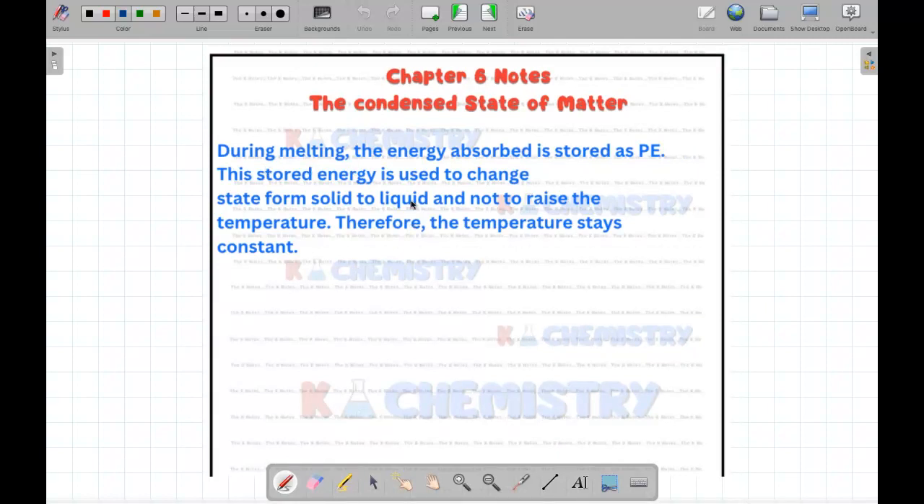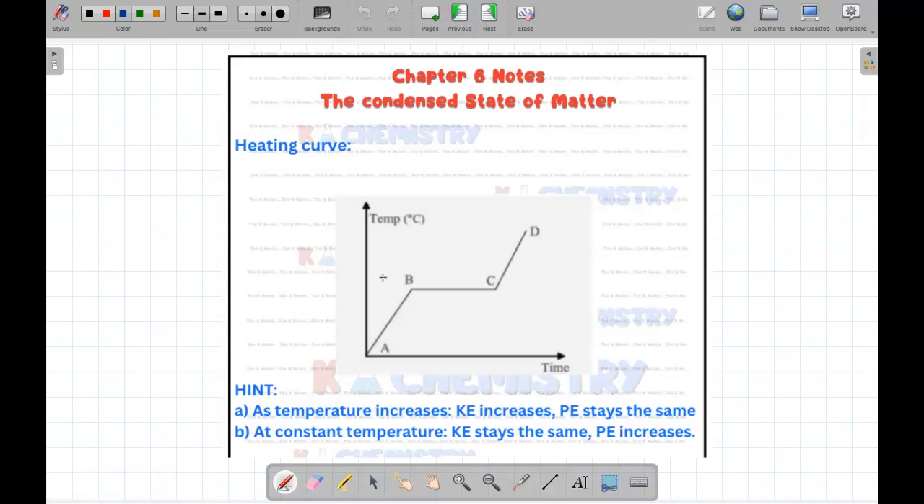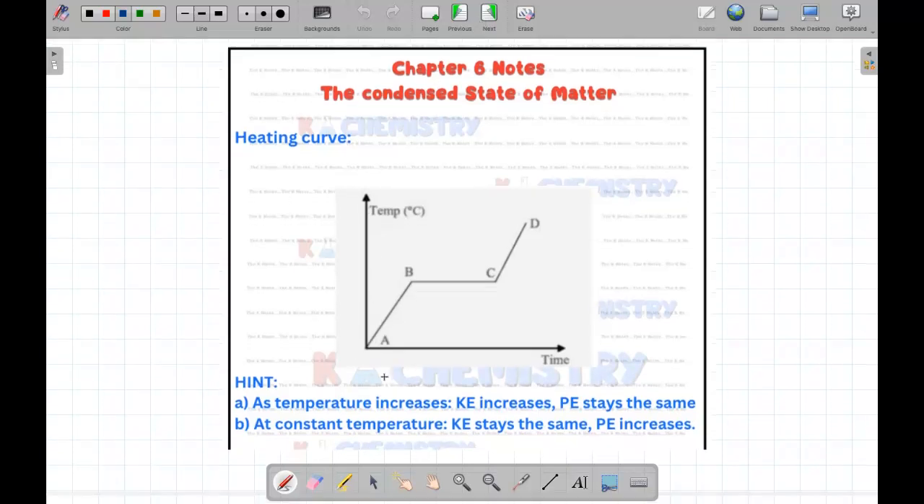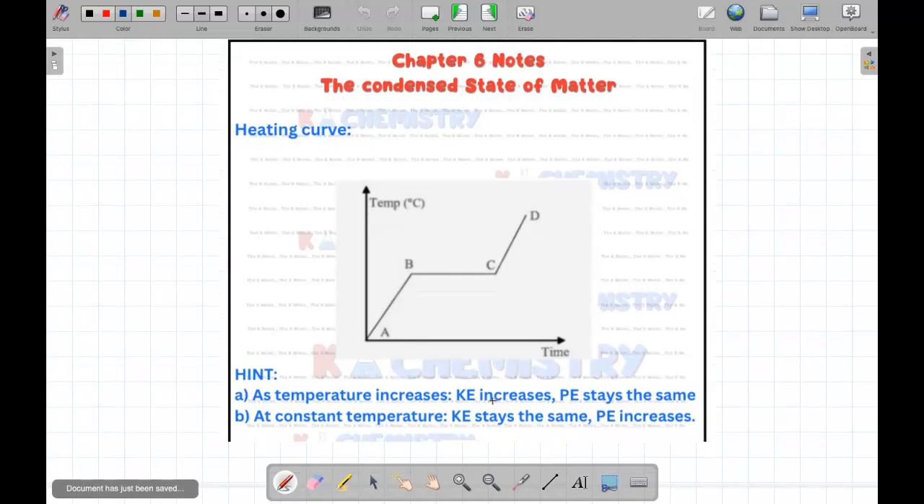During the melting, the energy absorbed is stored as potential energy. The energy which is stored is used to change the state from solid to liquid and not to raise the temperature. Therefore, the temperature stays constant. So this is our heating curve. As the temperature increases, what happens? The kinetic energy increases, but the potential energy stays the same.